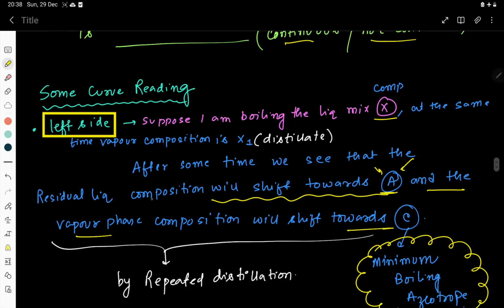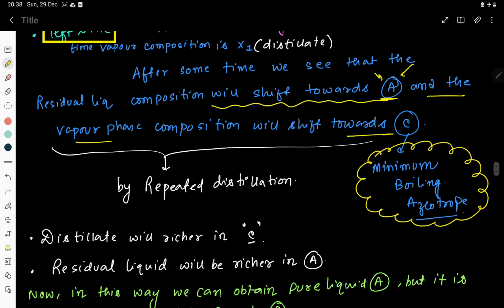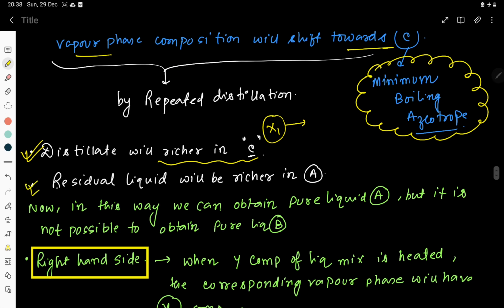So the residual liquid composition will shift towards A and the vapor phase composition will shift towards C by repeated distillation. Now see, the distillate is richer in C, that is X1. X1 will gradually move towards C, and the residual liquid will be richer in A. In this way we can obtain pure liquid A. Where can we obtain this pure liquid A? In the round bottom flask.